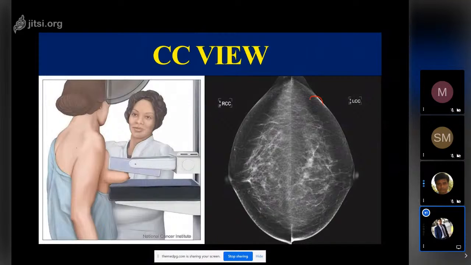So here we can see whatever we are seeing here. This black area is nothing but the fat, subcutaneous fat, and deeper here we can see even the glandular tissue, and the whiteness is because of the glandular tissue. So that's what we see in this craniocaudal view.